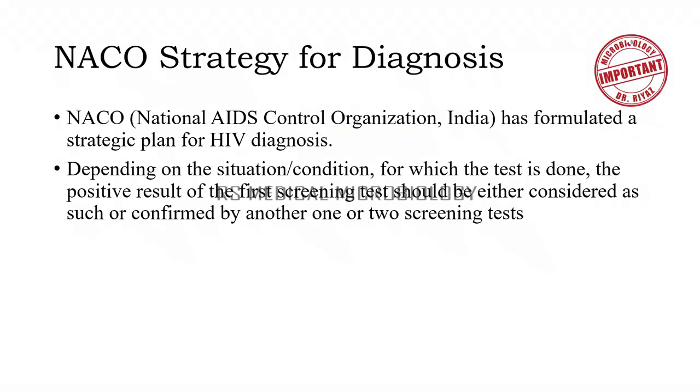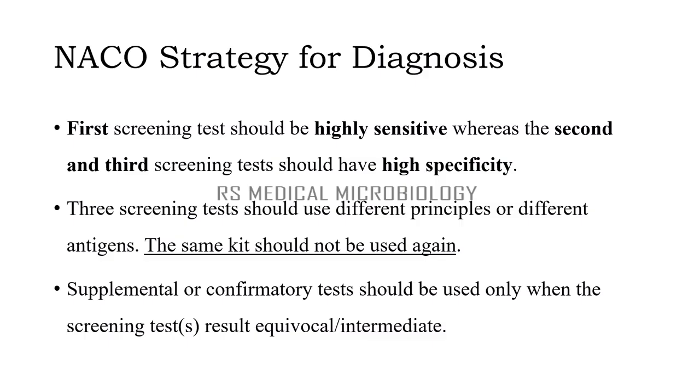In India, you have NACO for the purpose of diagnosis, treatment, counseling, everything. All the guidelines are given by NACO and it is mandatory to follow these guidelines. So what is the basic idea? First screening should be done by a highly sensitive test, whereas second and third should be done by tests which have high specificity. The same type of test, so same type of kit, should not be used again, and you can use a supplementary test when one of these tests is giving equivocal or intermediate results.